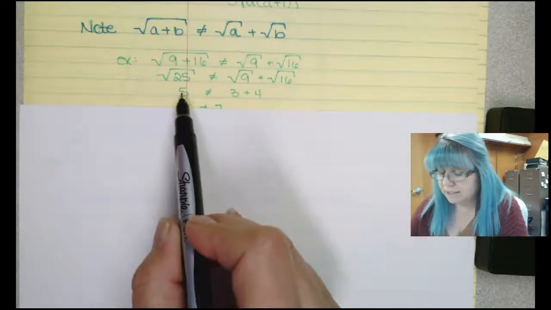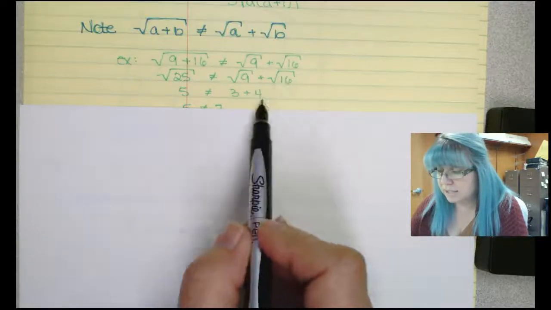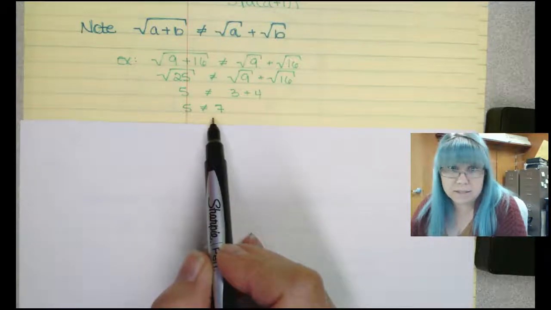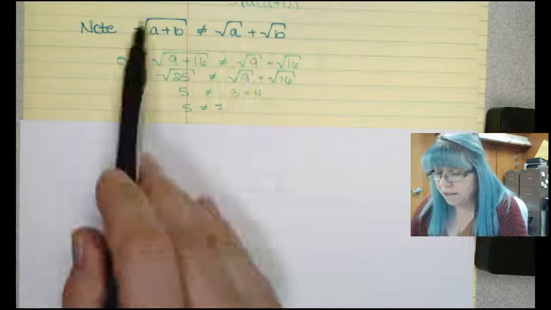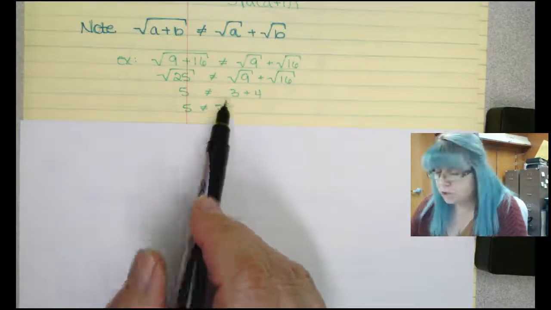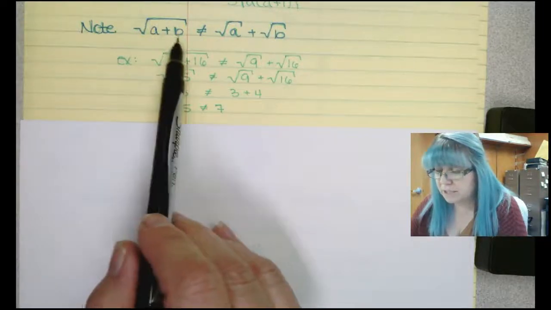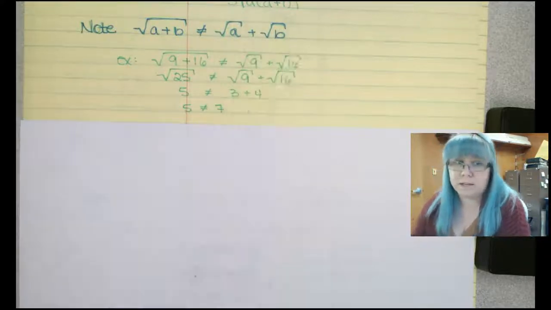The square root of 25 is 5, the square root of 9 is 3, and the square root of 16 is 4. Therefore, 5 does not equal 7. Right? That's not proof that this holds up for every number, it's just an example of how it fails. So if you see the square root of a plus b, do not break it up into the square root of a plus the square root of b.